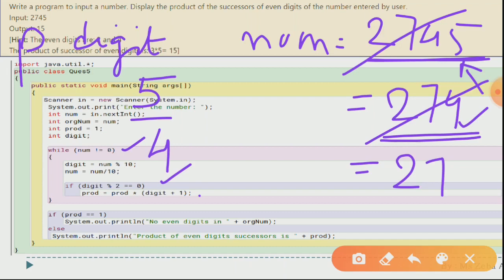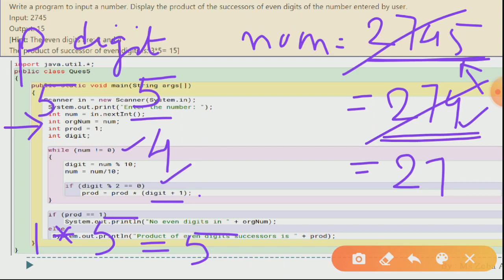Now this product is to be calculated. The initial value of product was 1. Over here, see, 1 multiplied by digit plus 1. We are having 4 as our digit, so it is going to multiply it by 5. So basically the value of product is what? It is 5.